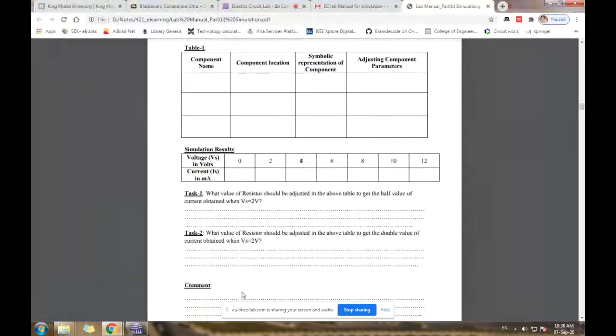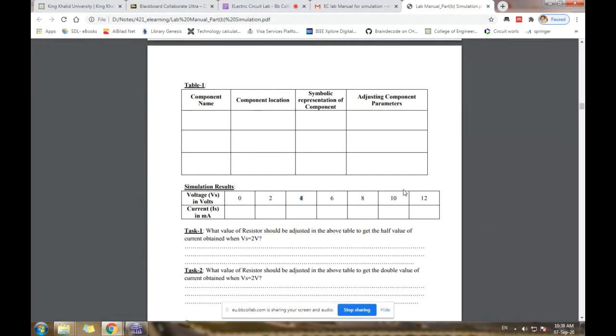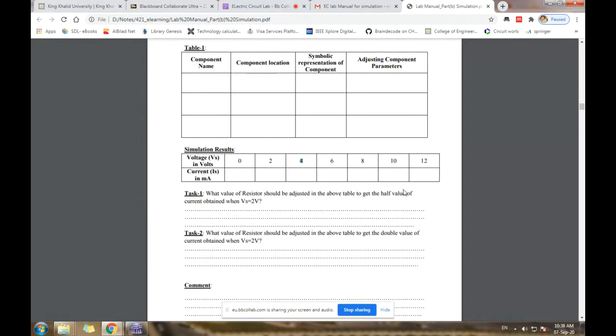Understand? So here you have seen practically that if we increase the value of the voltage, the value of the current also increases. So hence you can say that Ohm's law is verified. Okay. Any question about Ohm's law?